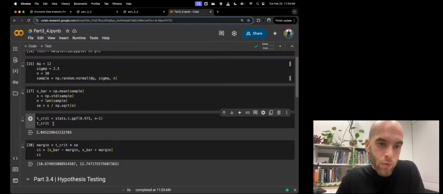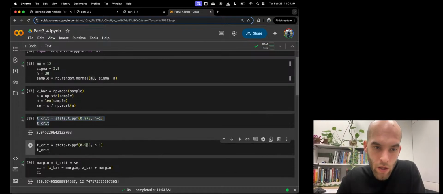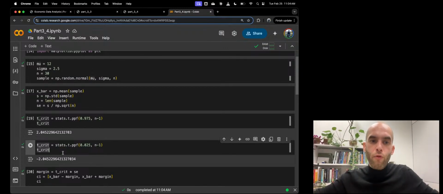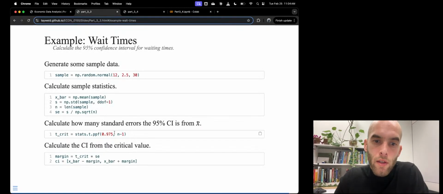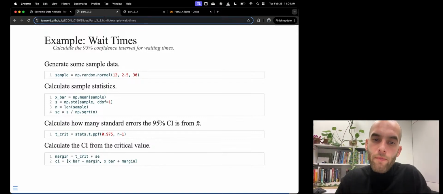So if we were to run this thing with 0.025, this should give us the same number as this one, just negative. So these are our two critical regions, each tail containing half of what's left over from the 95%, so 5%.